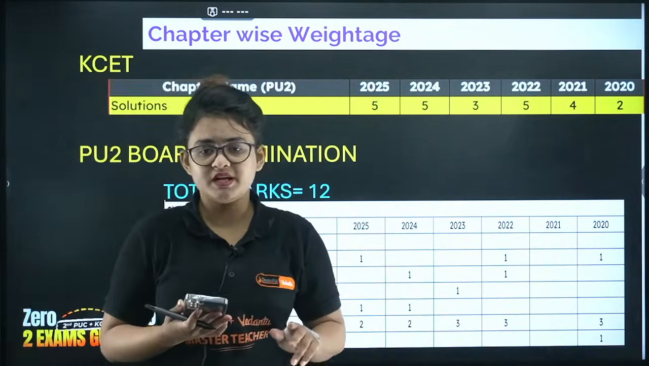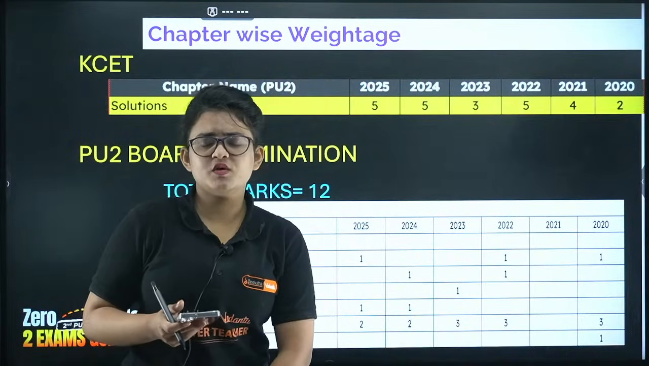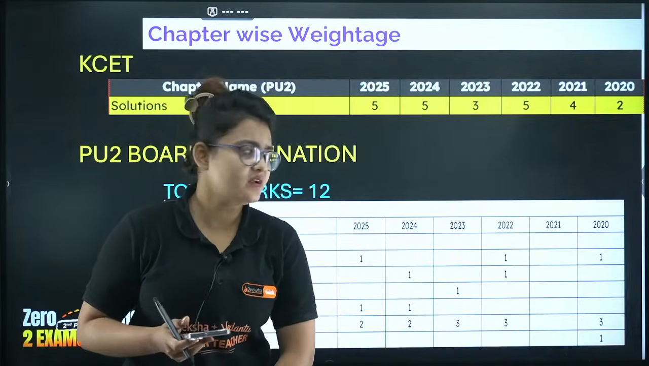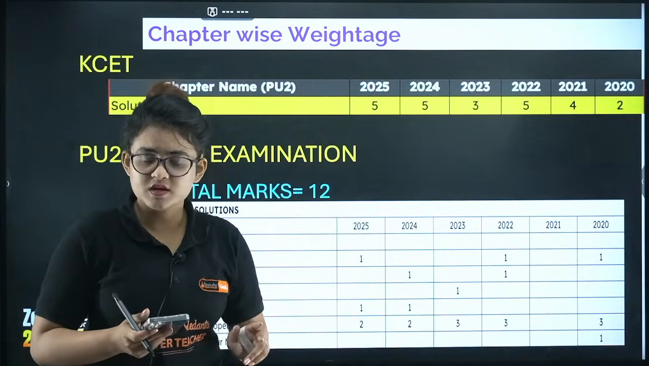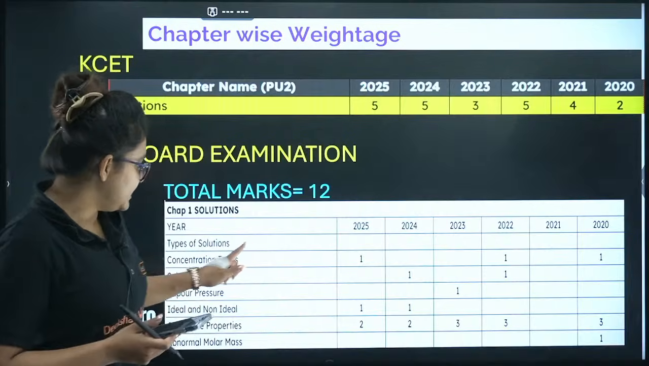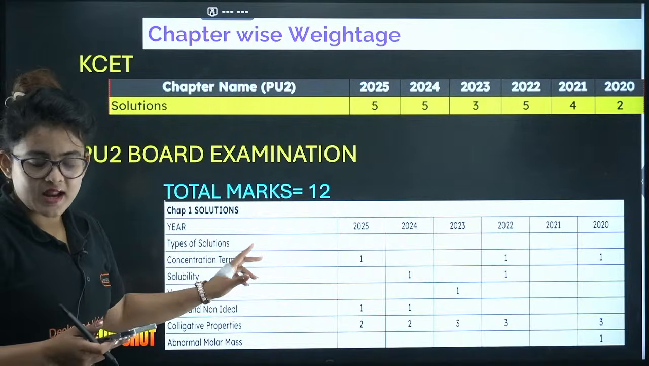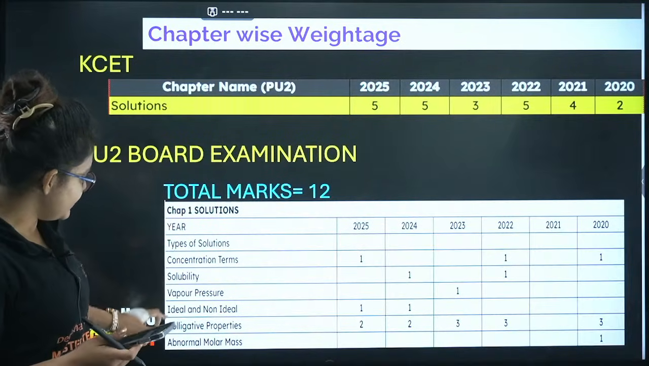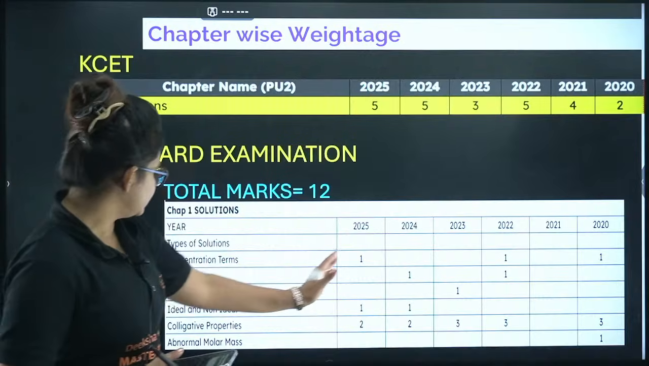Let's start with a little bit of analysis of this particular chapter, both in KCET and in your board examination. In board examination, it is one of the highest weightage chapters, and overall you can get 12 marks from this solution chapter. Here you can see the number of questions from different topics of the solution chapter that came throughout the years.